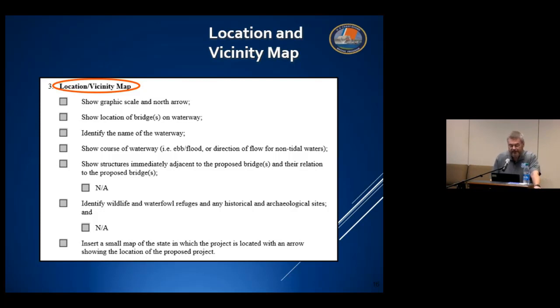Now let's look at 2 different examples of a location and vicinity plan sheet. These requirements are listed on page 3 of the plan sheet job aid. The purpose of the location and vicinity plan sheet is to provide the viewer with an accurate location of the proposed bridge project.